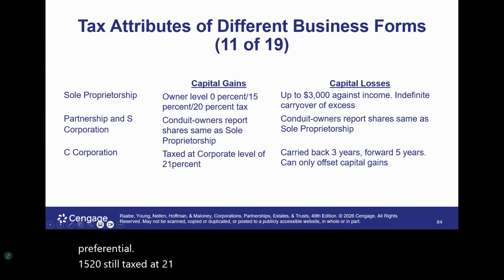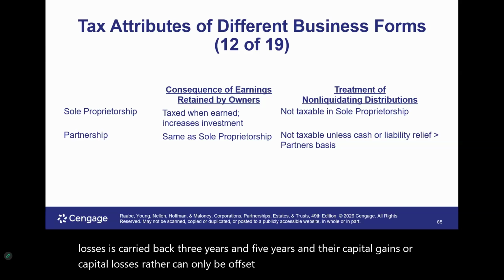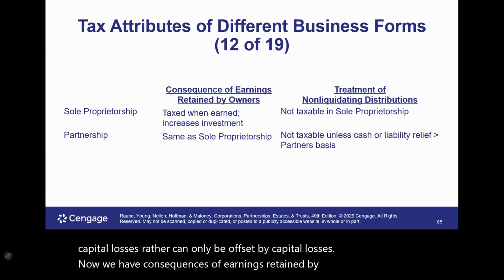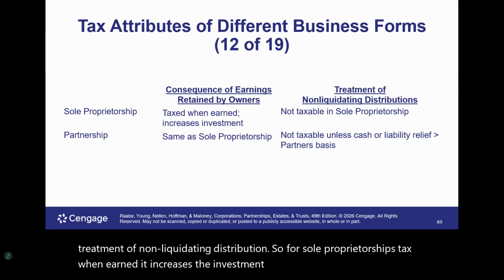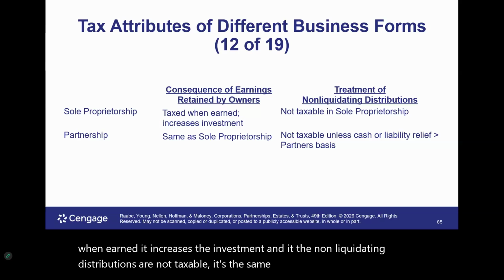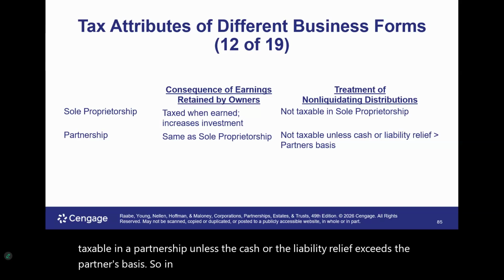The difference with C corporations is that capital losses are carried back 3 years and forward 5 years, and capital losses can only be offset by capital gains. Then we have consequences of earnings retained by owners and the treatment of non-liquidating distributions. For sole proprietorships, tax when earned, it increases the investment, and the non-liquidating distributions are not taxable. It's the same for a partnership, and it's not taxable unless the cash or the liability relief exceeds the partner's basis. In such a case, they would recognize a capital gain.